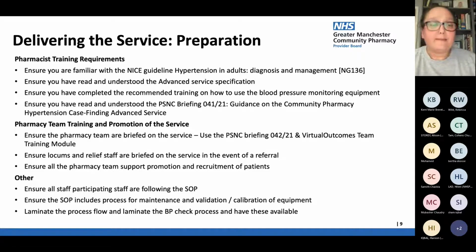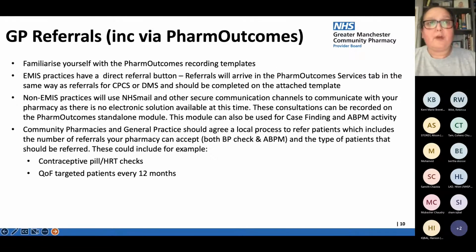PSNC have developed a really handy flowchart for the clinic check, so please have a copy of that laminated and ready in your consultation rooms. Further in the presentation, I'll show you a flowchart that we've developed for general practice as well, and we recommend having that laminated and available to you. So on to the GP referrals.